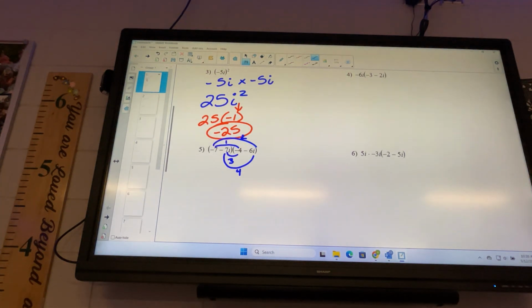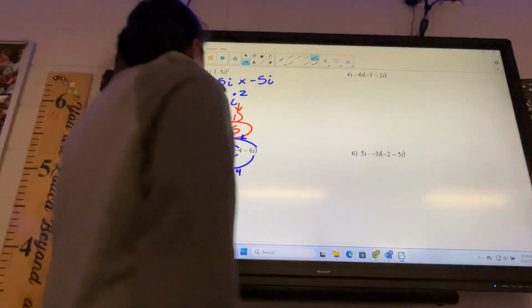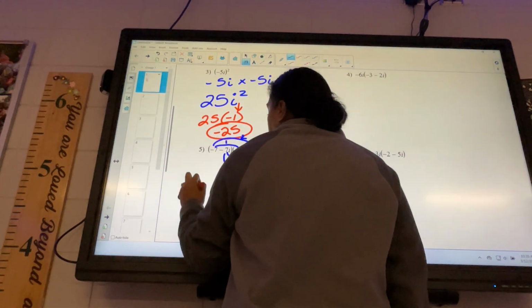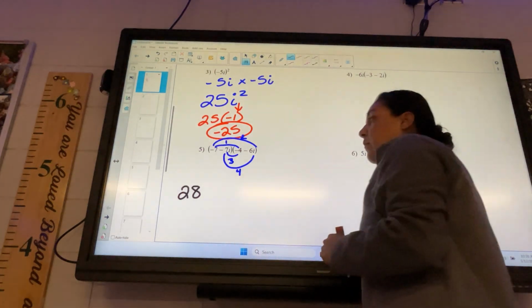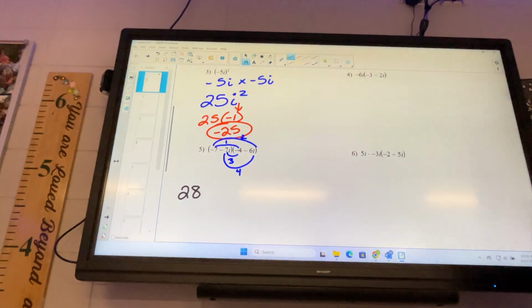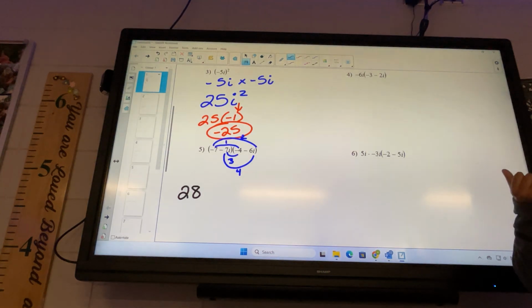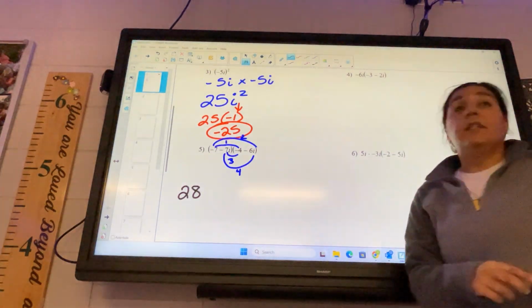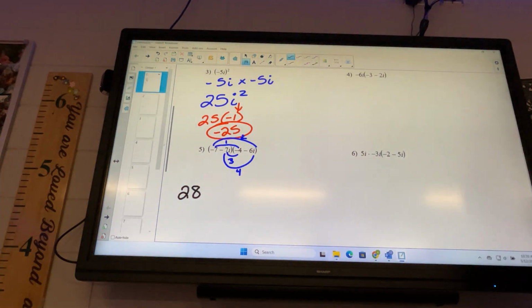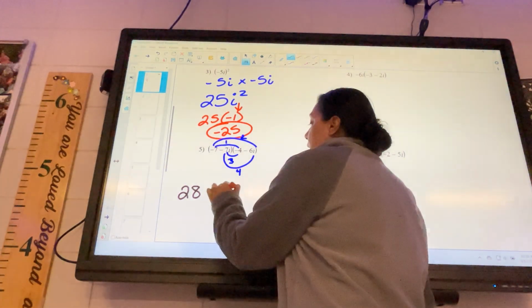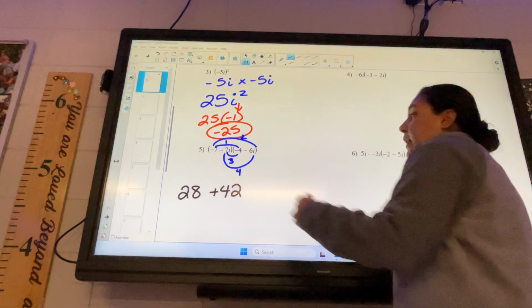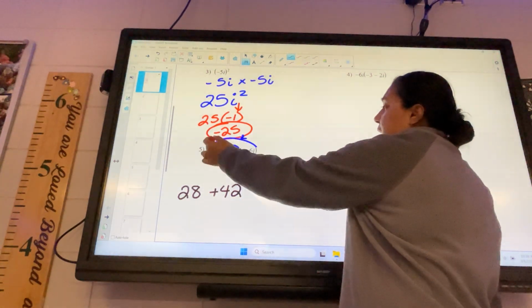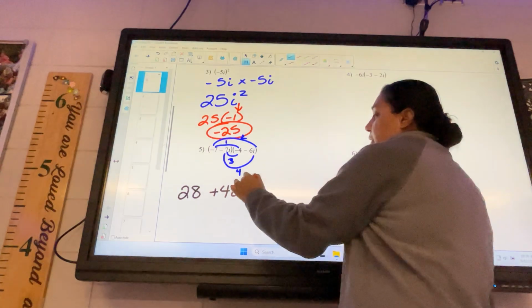So the first two, we've got -7 times -4. Positive 28. How many i's are there total? None. The 7 doesn't have any, the 4 doesn't have any, right? There are none. Now we do the second part. -7 times -6 is 42. How many i's are there total? One.